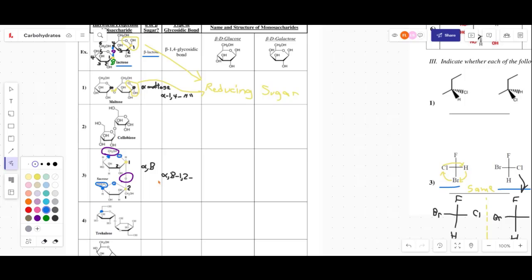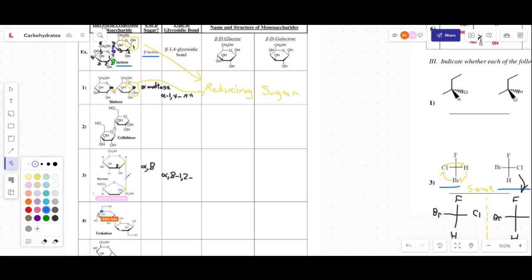But one quick little thing here. I'm going to erase some of this extra stuff. Let's look at the anomeric carbons in sucrose and tell me, does this have a hemiacetal? No. Linda, did you say no? Yes, I don't see an OH. Yeah, exactly.